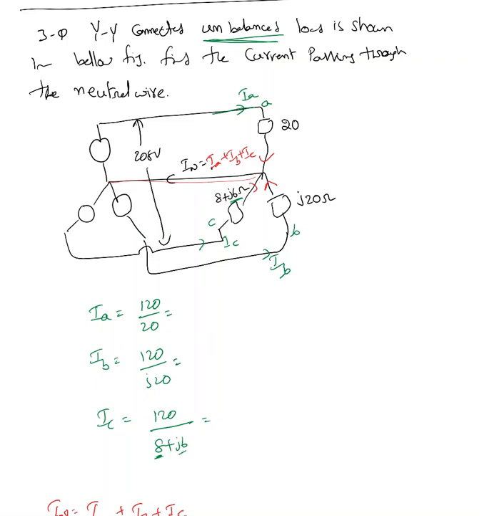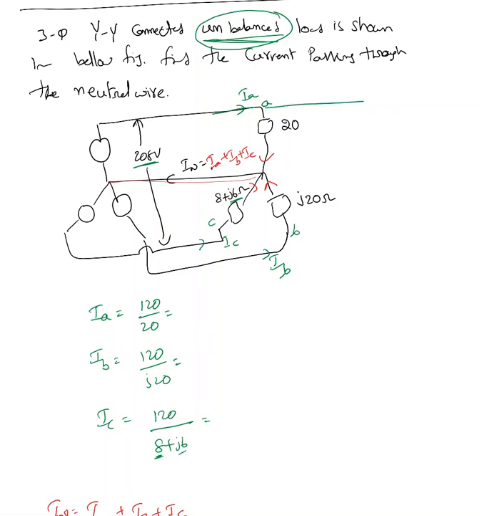Here is the next example. It's a three-phase Y-Y connected unbalanced load, shown in the figure below. Find the current passing through the neutral wire. Also, we'll find the power supplied by the source: active power, reactive power, and apparent power, as well as the power factor of the source. Now, the 208 volts is the line-to-line voltage.